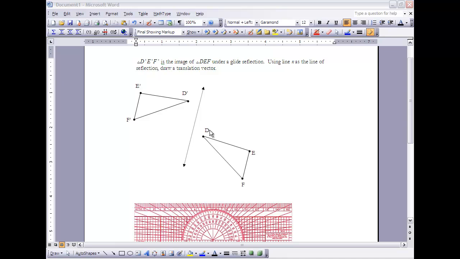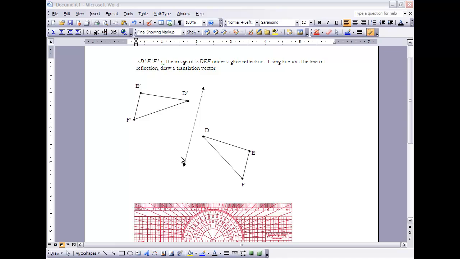Okay, let's take a look at this final example then. It says triangle D prime, E prime, F prime is the image of DEF under a glide reflection. Using line N as the line of reflection, draw a translation vector. Okay, so what that tells us is that we started with DEF, so that's going to be my preimage. We got D prime, E prime, F prime, that's my image. Okay, and this line, line N, is our line of reflection.